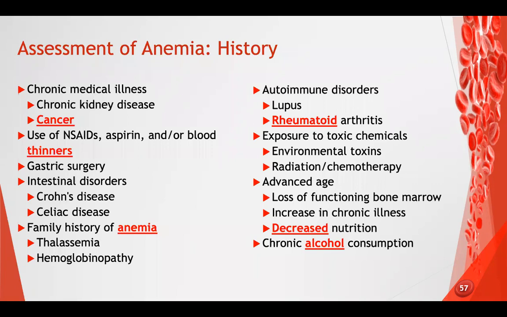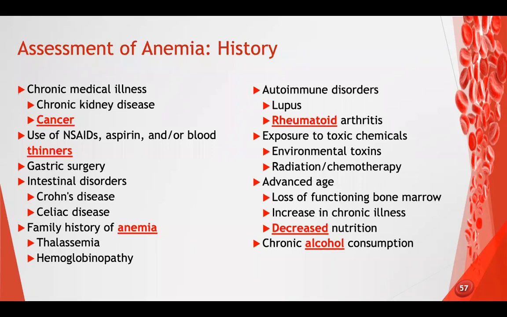If they have a family history of anemia, like thalassemia, which is a genetic disorder characterized by decreased red blood cells and decreased hemoglobin, or if they have hemoglobinopathy, which is also a genetic disorder with abnormalities in the structure of hemoglobin. We'd also want to know if they have any autoimmune disorders like lupus or rheumatoid arthritis, because certain autoimmune disorders can attack the body's own red blood cells, causing hemolytic anemia.